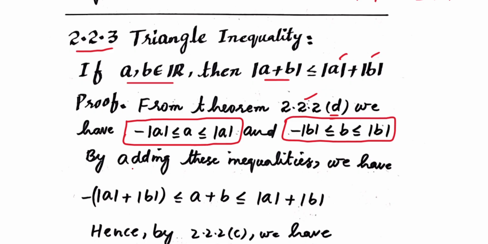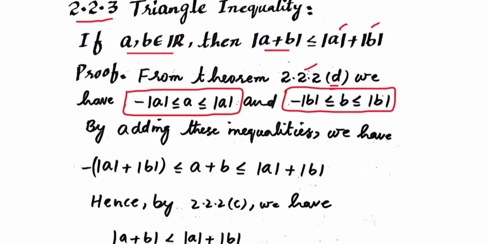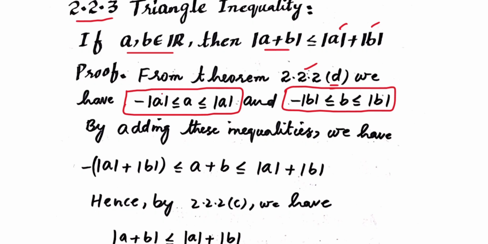Next, just by adding these two inequalities, we will add each of the respective parts. The first part is minus absolute a, and here the first part is minus absolute b. When you add them, this becomes minus absolute a minus absolute b. Taking minus as the common factor, we have minus the quantity absolute a plus absolute b. Next, adding the second part of both inequalities, this becomes a plus b. And lastly, adding the third part of both inequalities, this becomes absolute a plus absolute b.